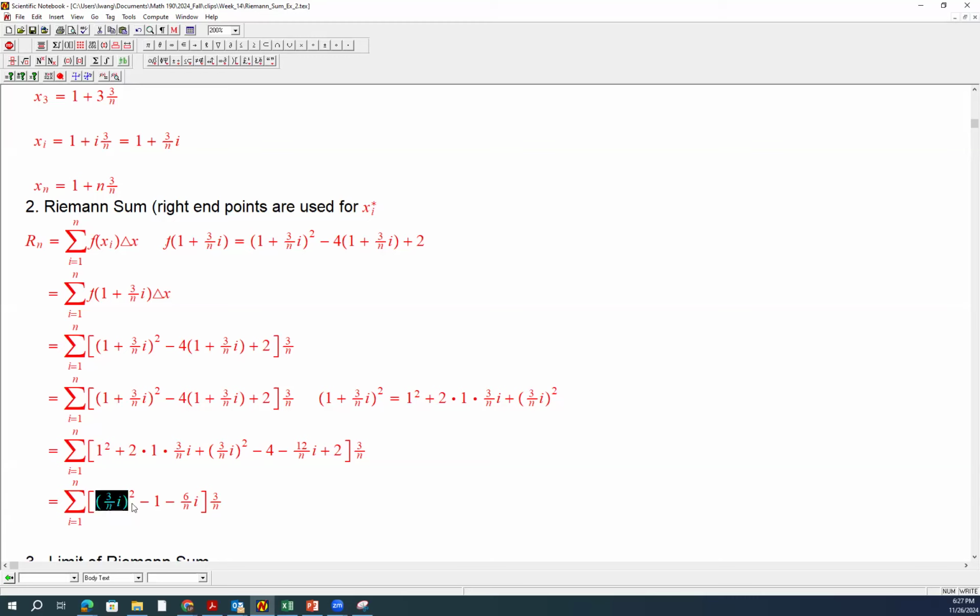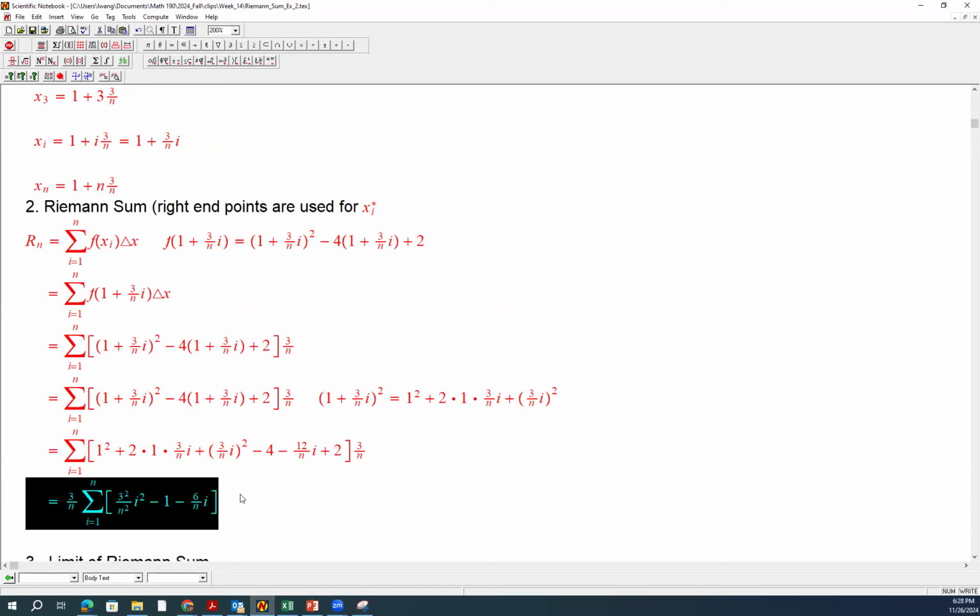Now, square this piece. Okay, so we need to square 3, we need to square n, and we need to square the i, of course. Now there's no like terms. All right. We can also bring the 3 over n outside because it can be treated as a constant.